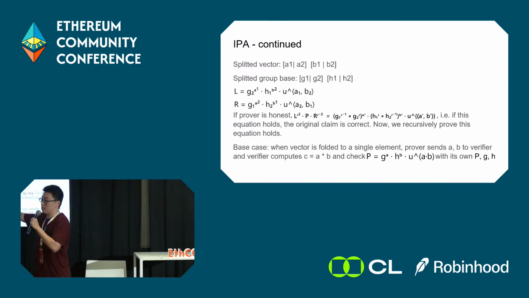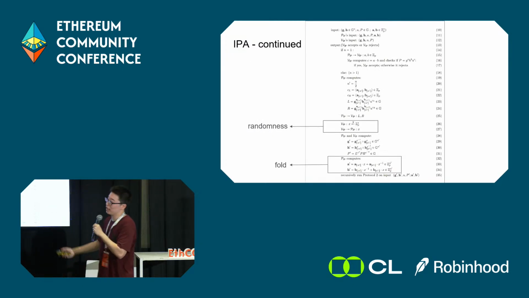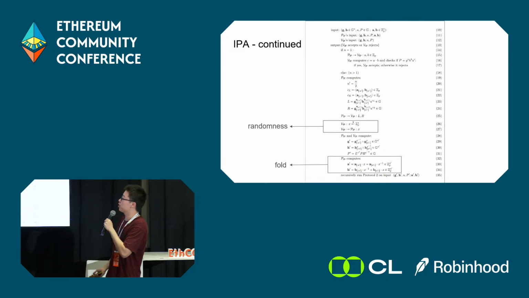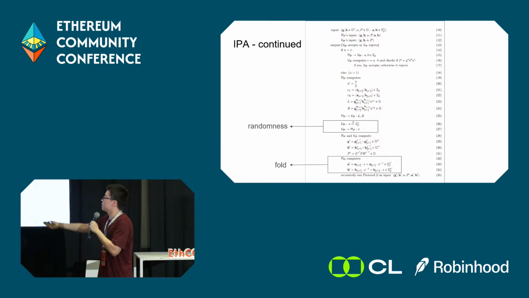The problem has been verifiably reduced to a new commitment and a new dot product argument, and we can recursively prove this argument is correct by doing exactly the same process. This is just from the original paper, and it shows what happens: there is a randomness generated by the verifier, and then the prover uses it to fold.